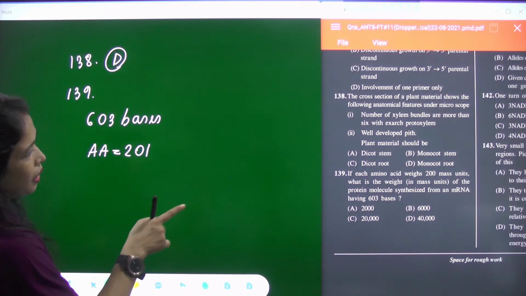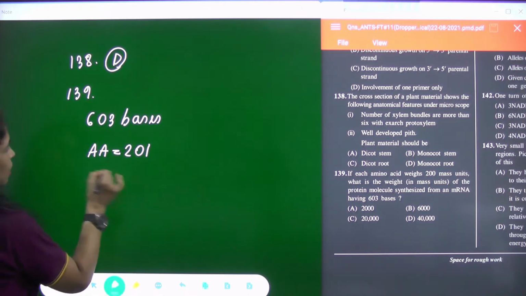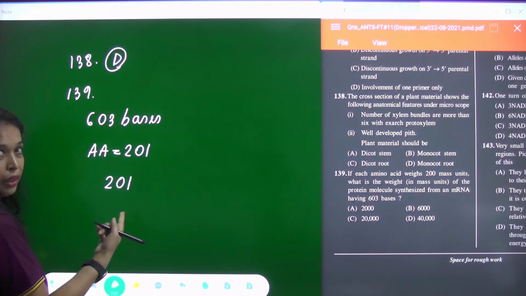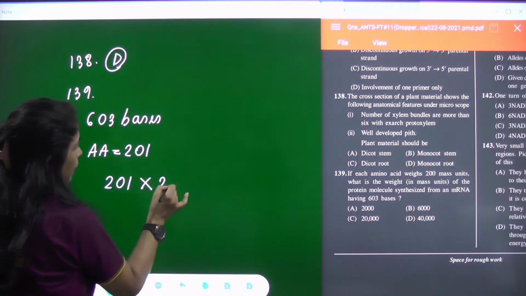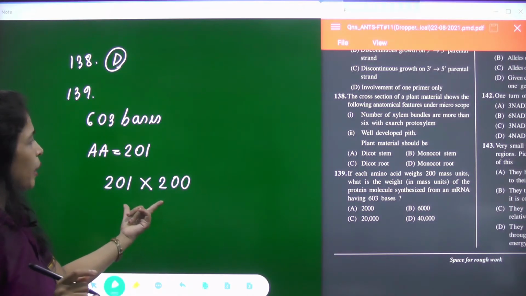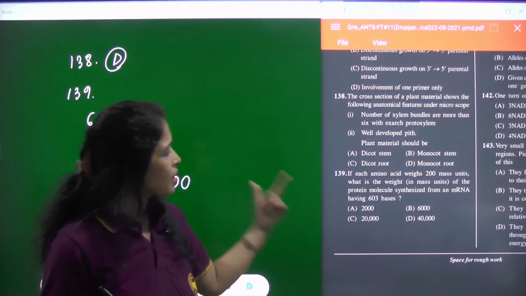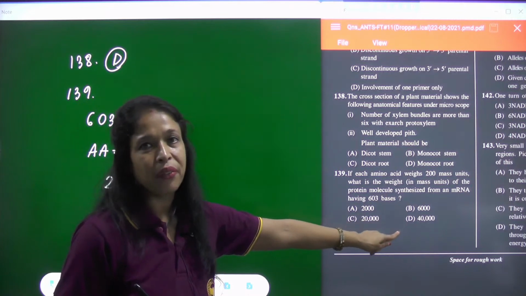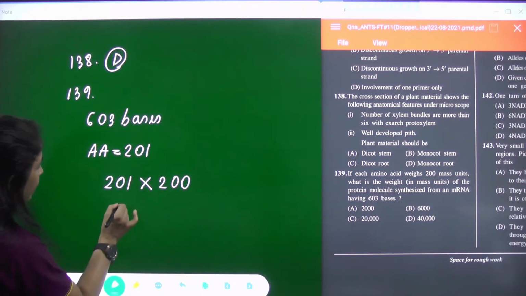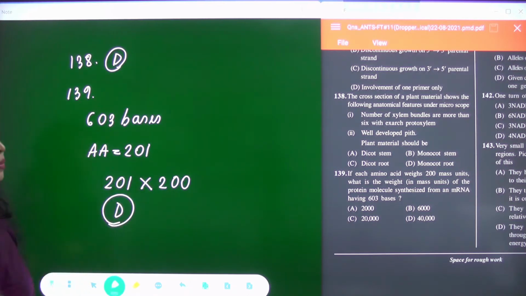One amino acid measures 200. Okay, so total number of amino acids is 201. Simply we will multiply with the weight of a single amino acid. So it comes out to be approximately what? The value given is 40,000. So 139 is a very simple question. That is the last option.